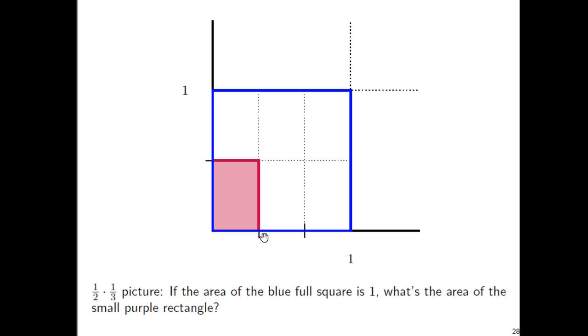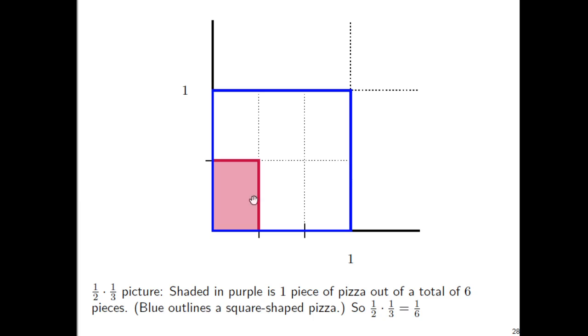blue, this bigger original square-shaped pizza, let's say, and the bigger blue thing had an area of 1. So if the big full blue square has an area of 1, then what would be the area of the small purple rectangle down here? Well, if you look at it, this little rectangle is 1 piece of pizza out of a total of 6 equal-sized pieces. You see, this 1 piece is shaded, and there are 5 more identical in size to this piece here. A total of 6 pieces, and 1 piece is eaten, let's say. So it's 1/6. This is a picture of 1/6, just from a square pizza instead of a round pizza.